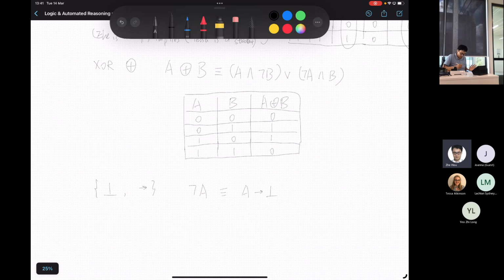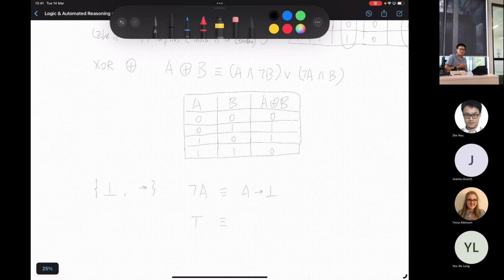And what about true? What is true? True is the opposite of false. In other words, true is not false, basically. And we know how to say not: not is something implies false. So true is essentially false implies false. That's true.